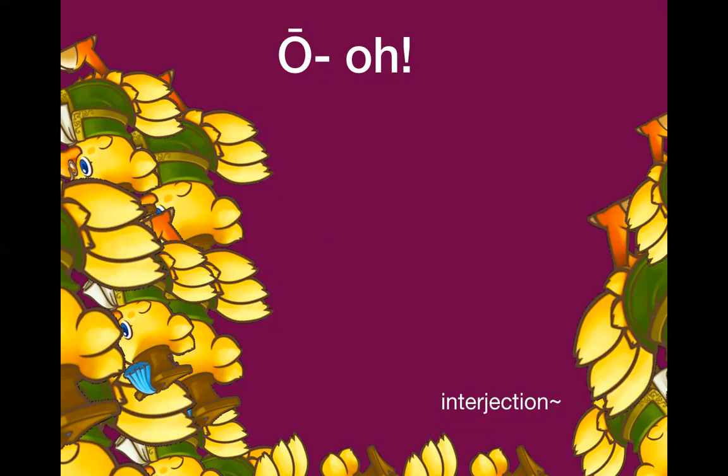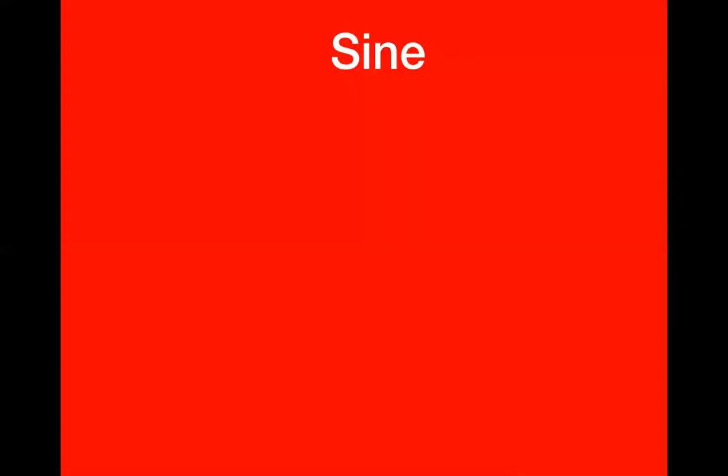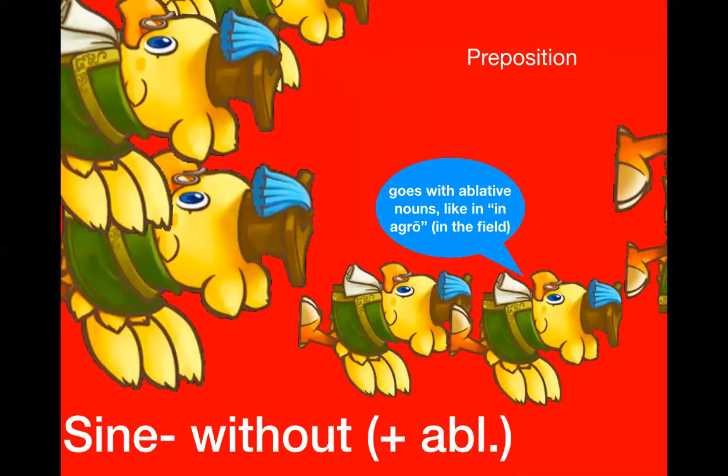Sine, what is sine? Yeah, without. What part of speech is sine? This is the first example of this part of speech. Alan? It is a preposition.